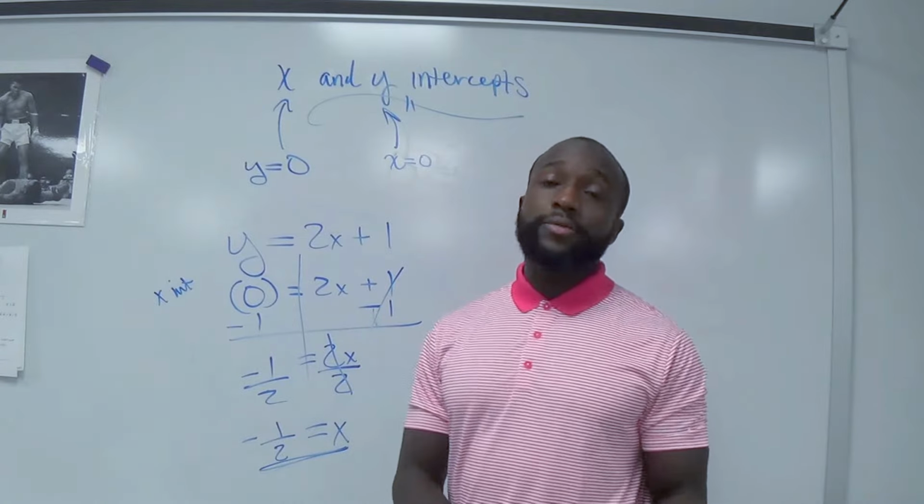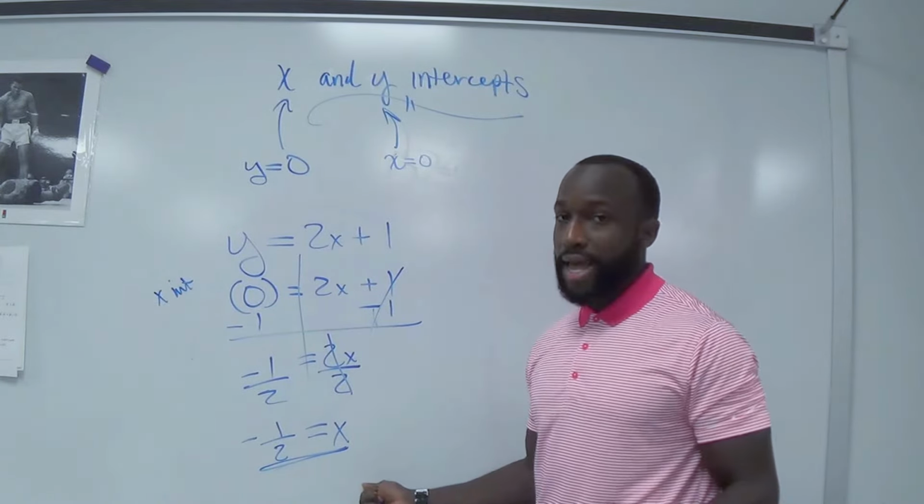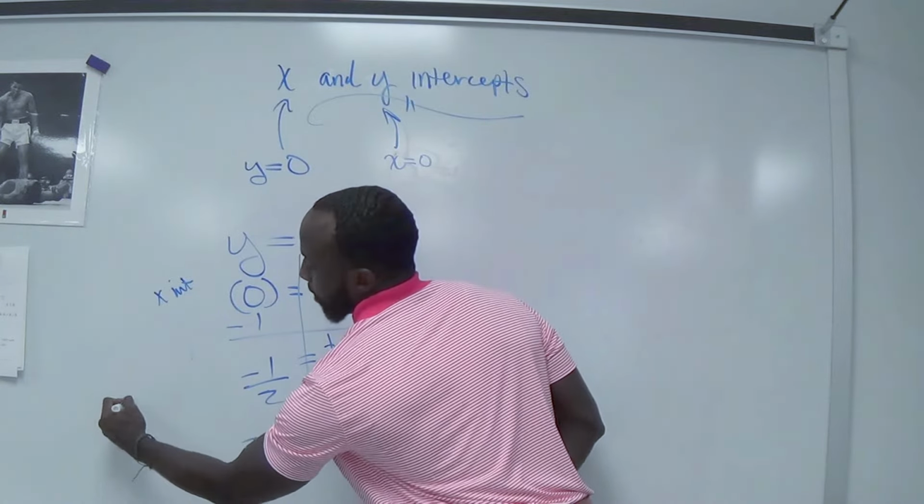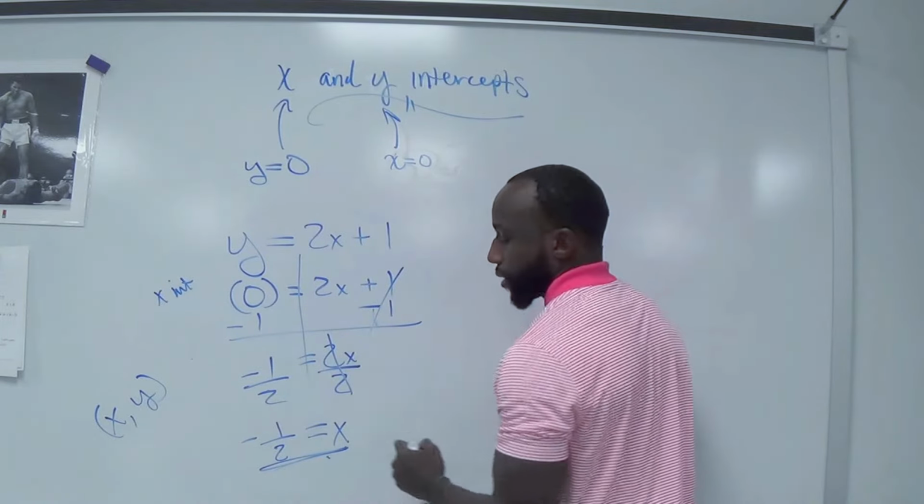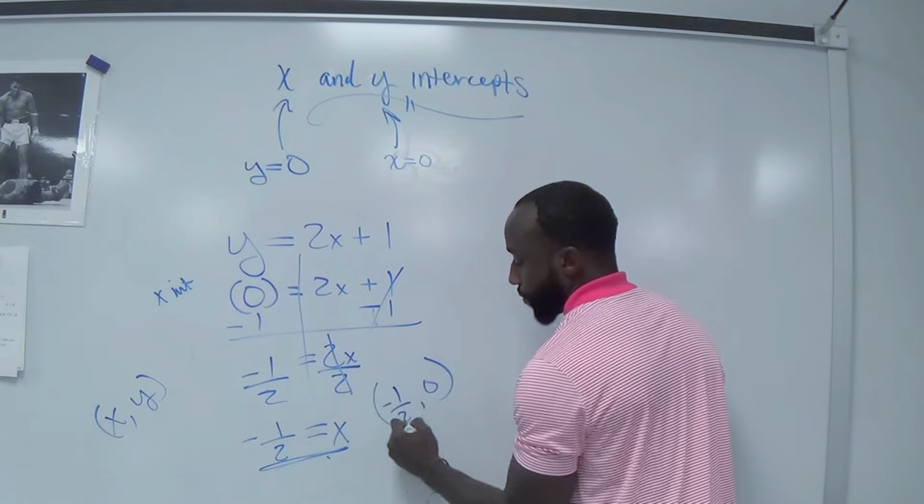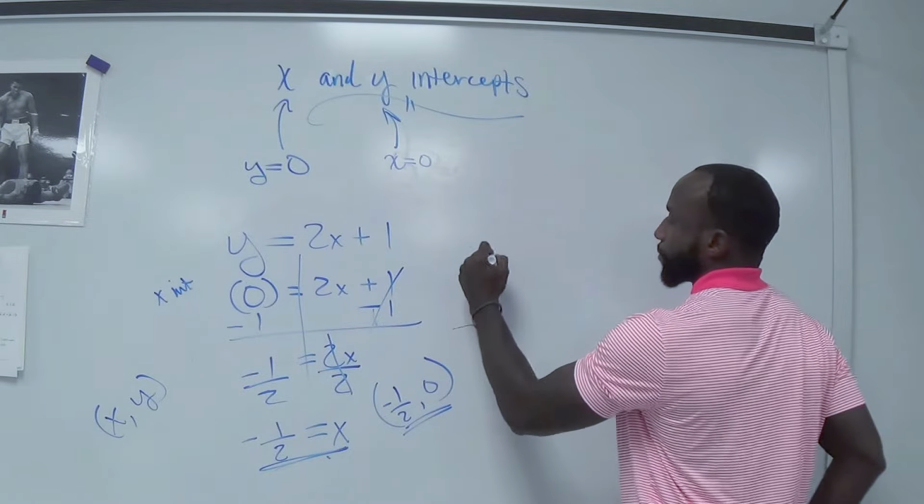Now x and y intercepts are places on a line, which means they have to be represented as an ordered pair. And with ordered pairs, remember, the x comes first, the y comes second. So for this problem here, the x-intercept would be negative 1/2, 0. That is the x-intercept.